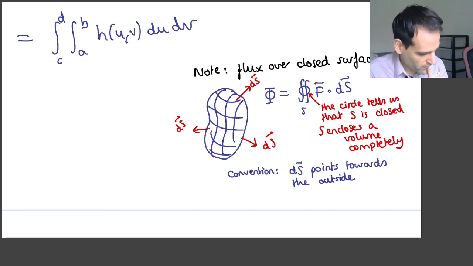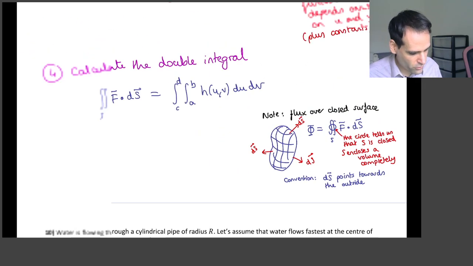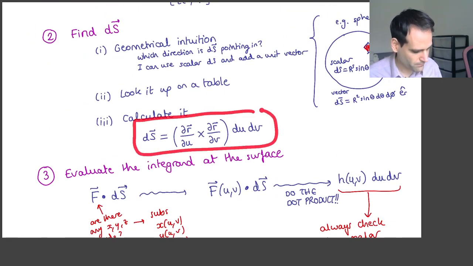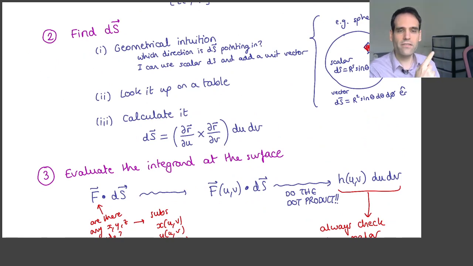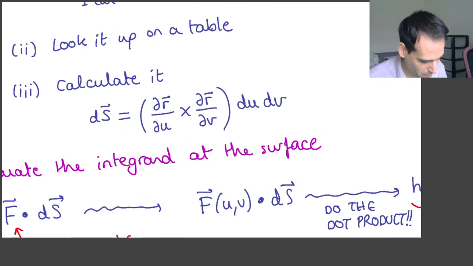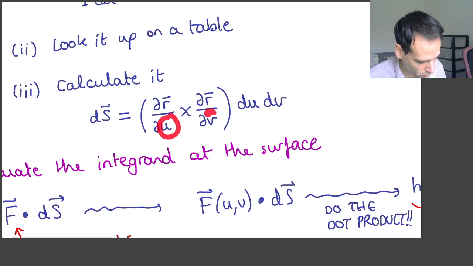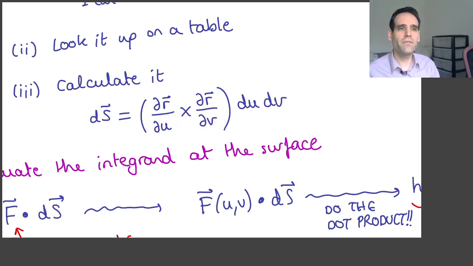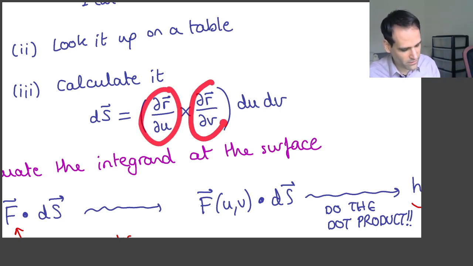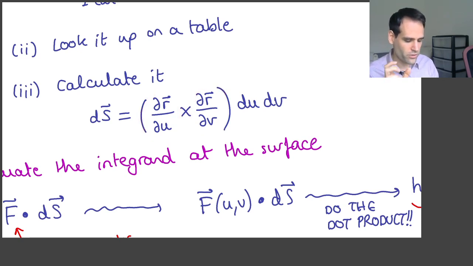One comment is, if I use my recipe to calculate dS, will it point towards the outside or towards the inside? I don't know. You don't know until you check. It will depend on what you call u and what you call v. So maybe you have two parameters, theta and phi, and you do the partial of r with respect to theta cross the partial of r with respect to phi. If you decide to do it the other way around, partial of r with respect to phi cross partial of r with respect to theta, the net result will have the same length, but it will flip sign. You know that the cross product flips sign when you interchange the two vectors.